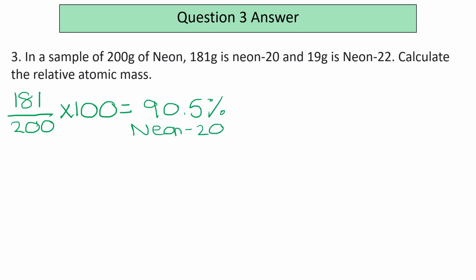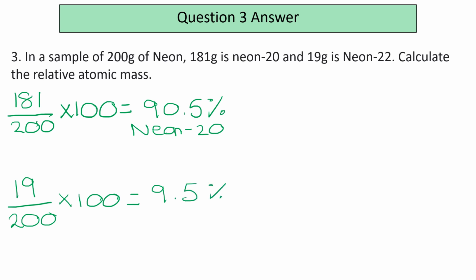For neon 22, we know 19 grams is present as neon 22, so we do 19 over 200, again multiply it by 100 to get it as a percentage, and we get 9.5%. And we can check we've done this right because both 90.5 and 9.5 need to add up to 100, and that is our neon 22.